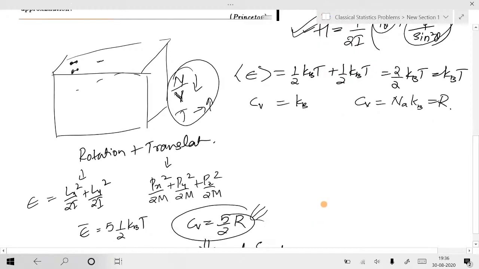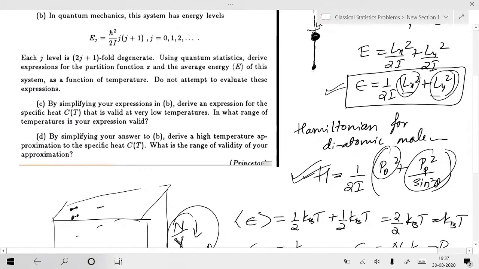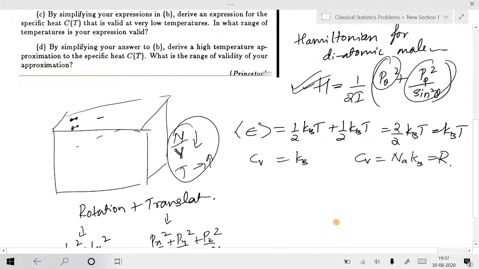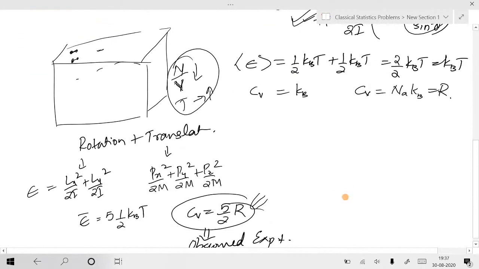Because vibration in itself will have 2 degrees of freedom, like one for rotation, other for translation. No, rotation is taken here. No, sir, the vibrational motion will give 2 more degrees of freedom. Okay, wait a second, I got it. We shall solve this one again. Can you just note it down after classical mechanics?